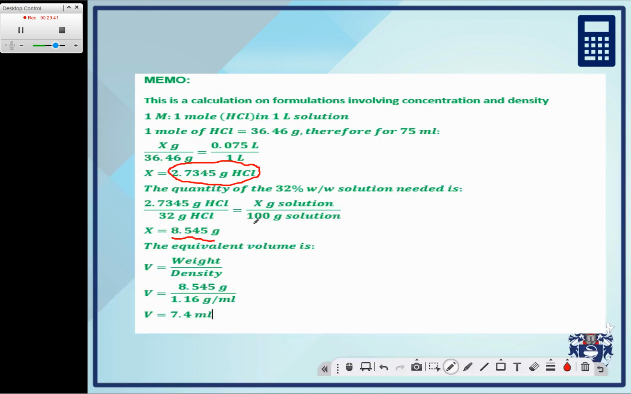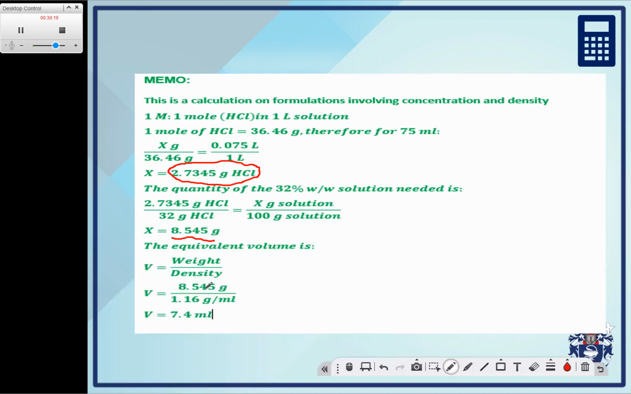So this is the calculation or the formula applicable. Volume equals weight over density. You know that you need to have 8.54 grams. The density is 1.16, and then you get an equivalent volume of 7.4 milliliters. So if you take 7.4 milliliters of the 32% weight per weight hydrochloric acid solution and you dilute that to a volume of 75 milliliters, you will have in fact a 1 molar solution of hydrochloric acid in water.